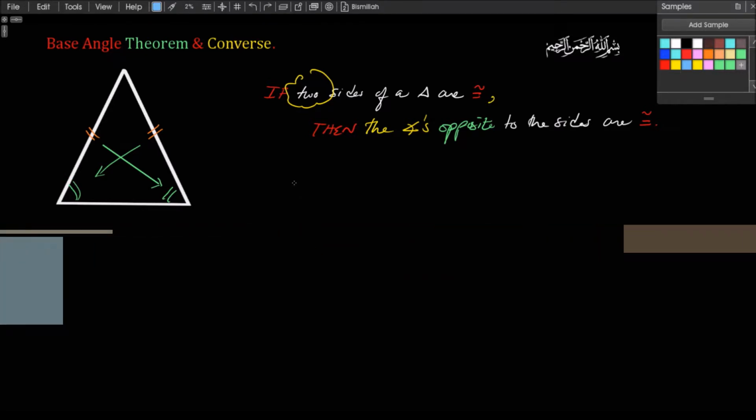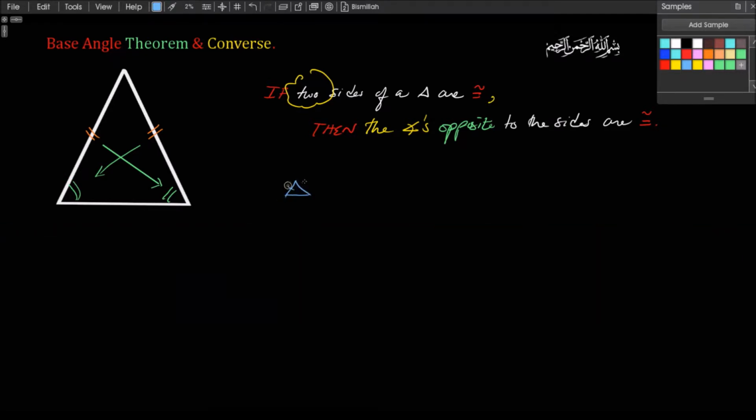In fact, sometimes we just abbreviate this theorem fashionably like this. If the sides are congruent, then the angles opposite them are congruent. So if you want to say base angle theorem, you just can say it like this. Now, why is it called the base angle theorem? Well, if you have an isosceles triangle like this, these angles are called the base angles.